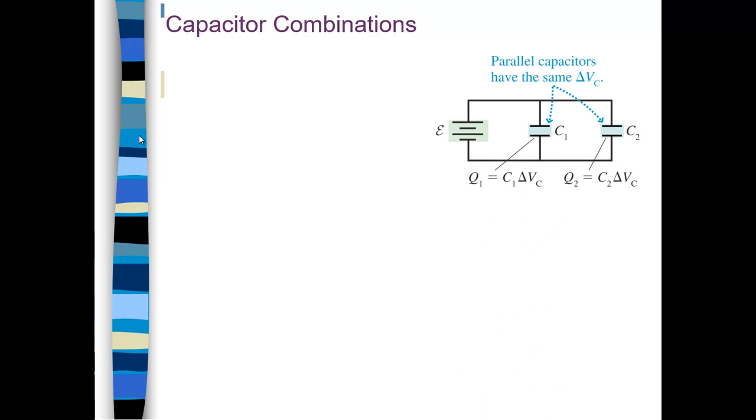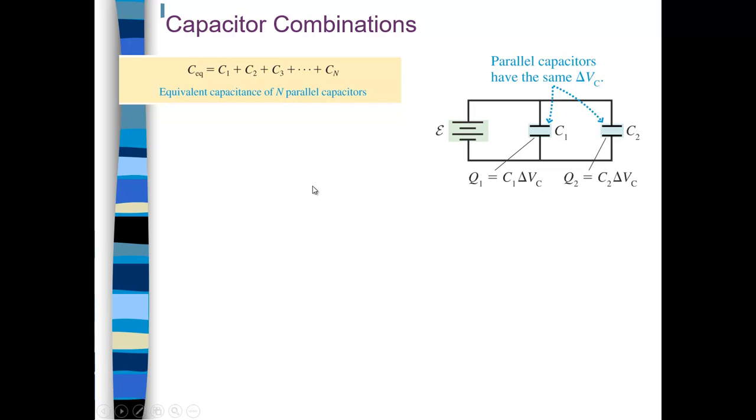Now we're doing capacitor combinations. Parallel capacitors have to have the same voltage drop. Whenever you have a branch, the voltage drop here has to equal the voltage drop here. So the charge that accumulates on the first capacitor is just the voltage drop times the capacitance. The charge on the second capacitor is the voltage drop times the capacitance of that parallel one.